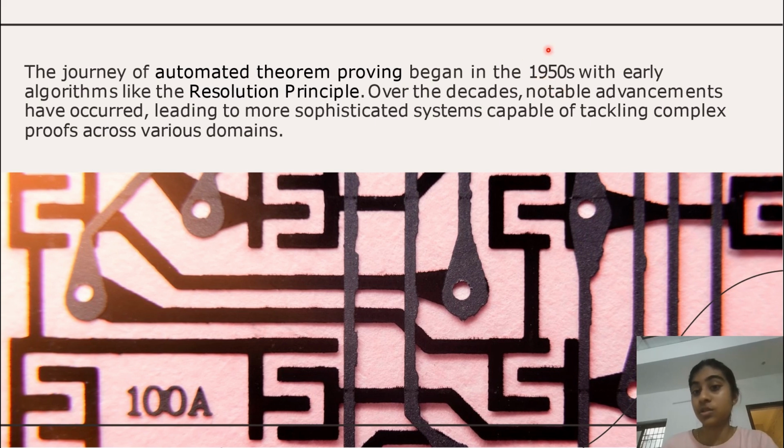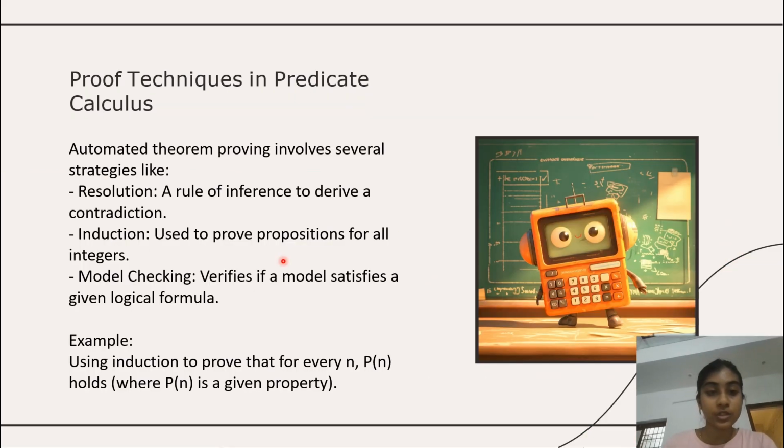Now the journey of ATP. It was introduced in the 1950s, with the resolution principle as the first starting step. They used an algorithm called the resolution principle. As decades passed, everything upgraded itself and became better.